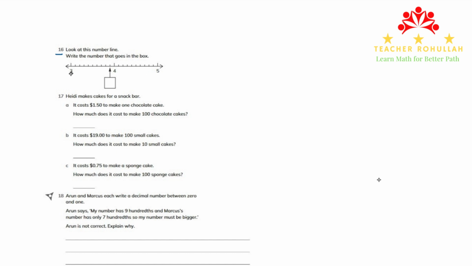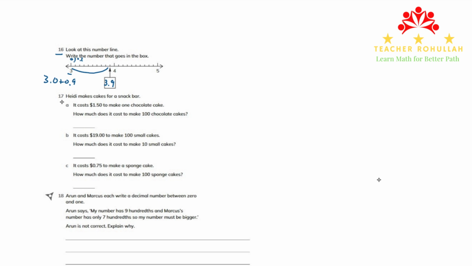So the number line is between 3, 4, and 5. Each small point between 3 and 4 is 0.1, and then 0.2, and so on. So the number over here is 3.9. We have one whole, which is 3, and we have another 9 points, which is 0.9. So 3.0 plus 0.9 will be 3.9. Now we move to question number 17.